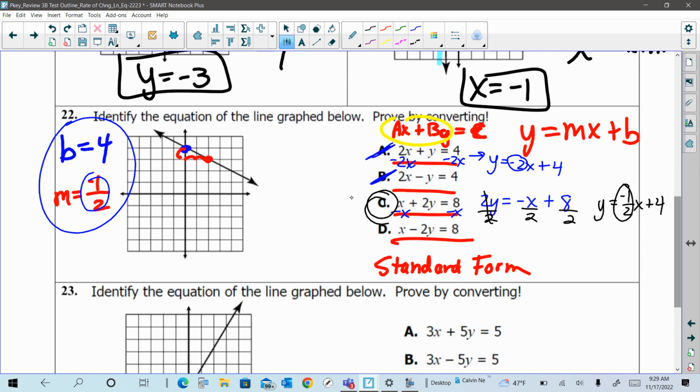You see what I said? Right there, there's the negative 1/2. There's the plus 4. You have to change it to y equals mx plus b. That's the only way you can see the slope and y-intercept from the equation.